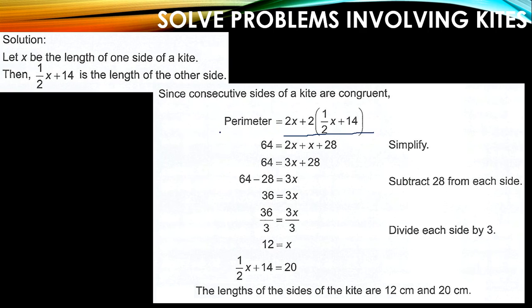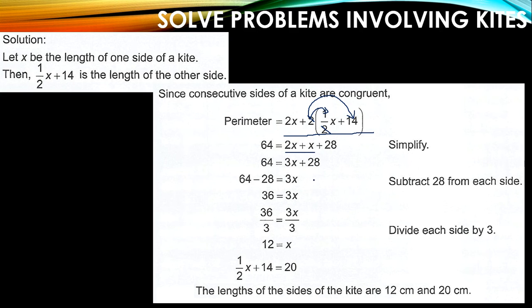Then let's substitute the perimeter, 64. So 64 equals 2x plus, and you multiply using the distributive property. 2 times 1/2 x cancels out, so that is x. Then plus 2 times 14, that is 28. So 64 equals x plus 28 plus 2x. Add the like terms, 2x plus x, that is 3x. So 64 equals 3x plus 28.